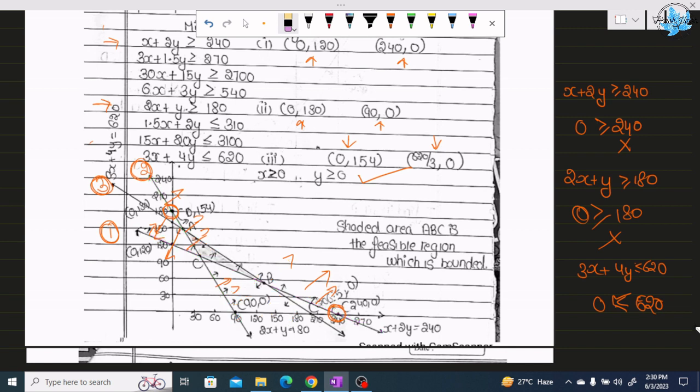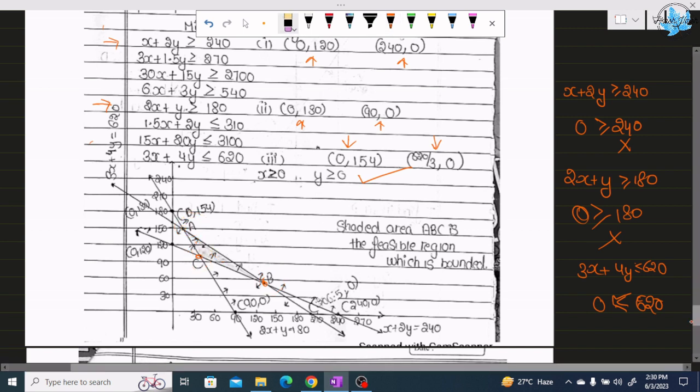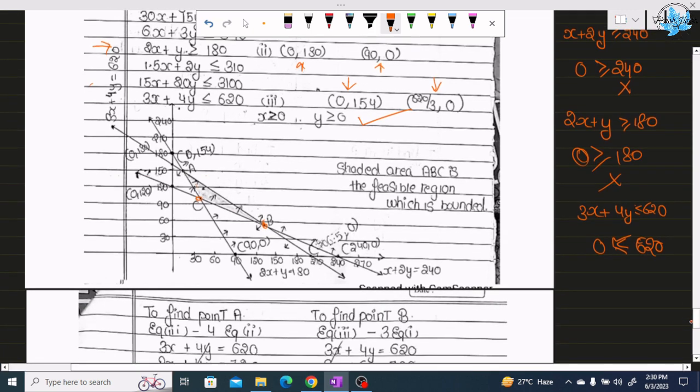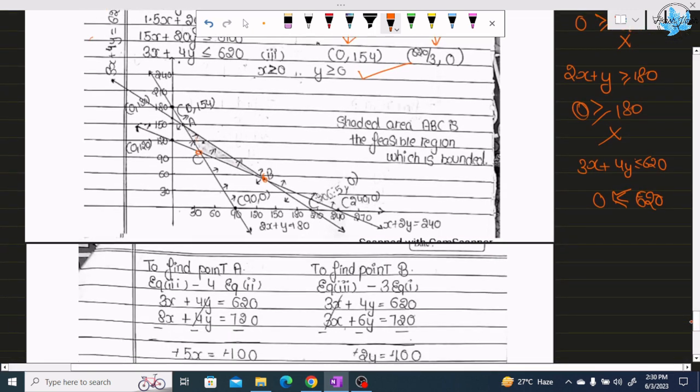So now I am removing the colored lines so that the graph will be clear. You can see this is the shaded area of the three lines, or the common area of the three lines. So now this is the boundary region. Mark the corner points, that is A, B and C. These are your corner points. So the shaded area ABC is the feasible region which is bounded. Now what you have to do is find these corner points.